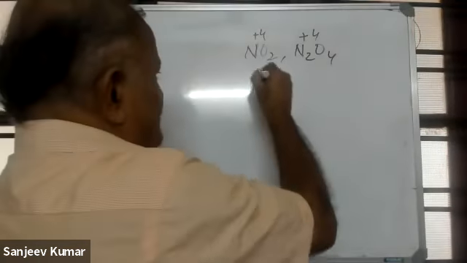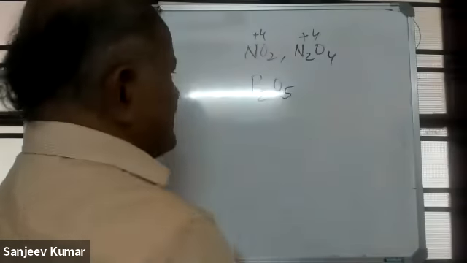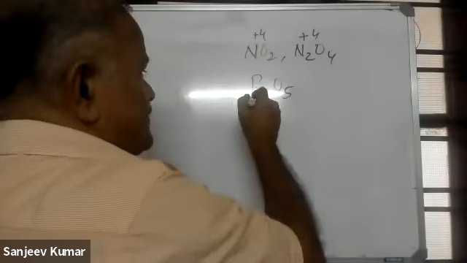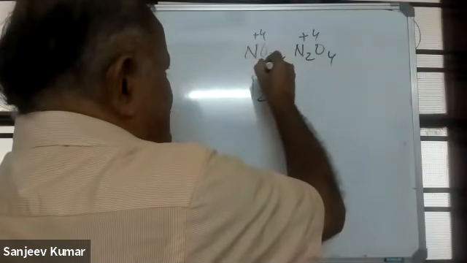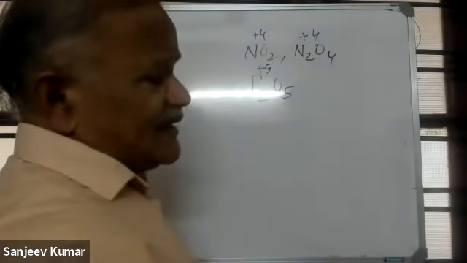P2O5. O5 means minus 10, so the 2 phosphorus atoms are in the plus 10 oxidation state. Therefore, phosphorus is in the plus 5 oxidation state.